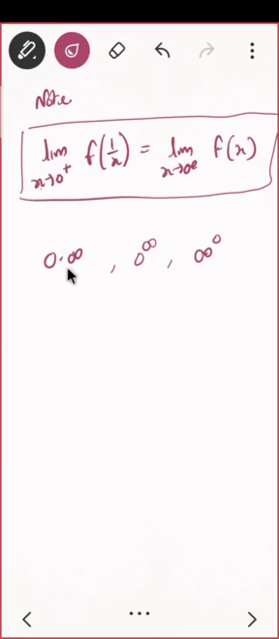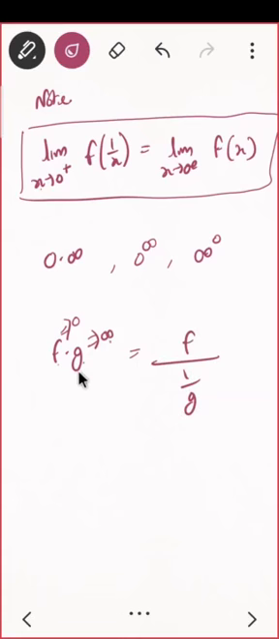Actually that is quite easy to do. 0 into infinity, that means what? If you are having two functions f and g, and f goes to 0 and g goes to infinity, then what you should write? You should write f upon 1 upon g. Now as g goes to infinity, what about 1 by g? That goes to 0. So now this is of the form 0 by 0.